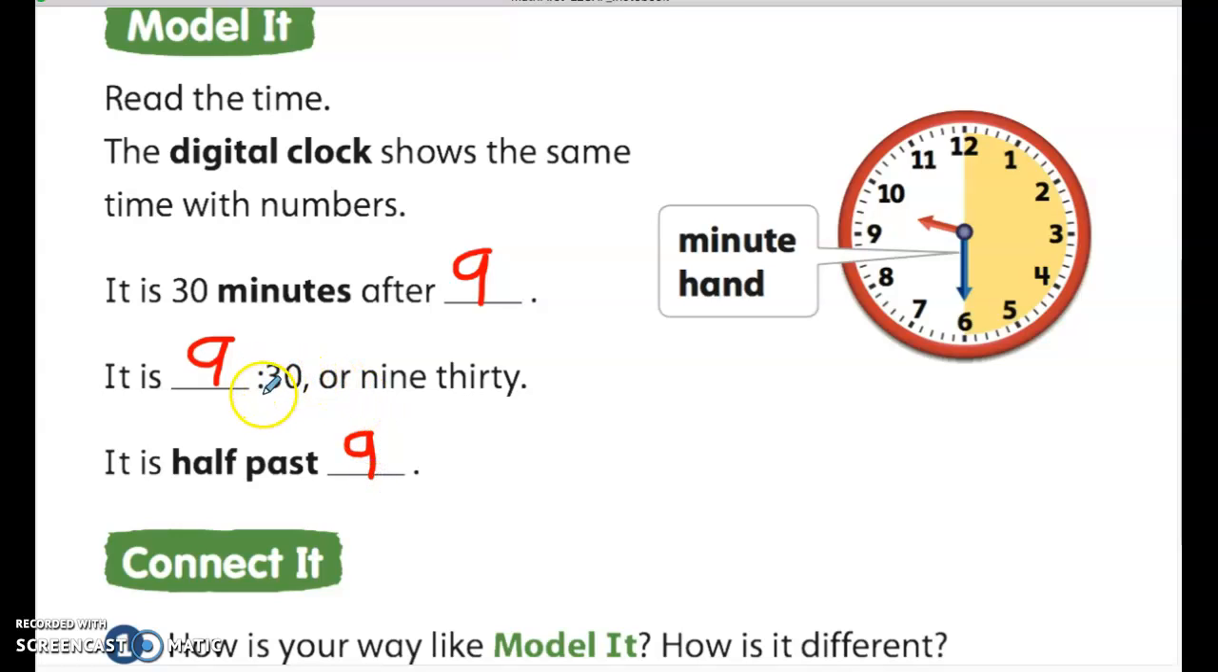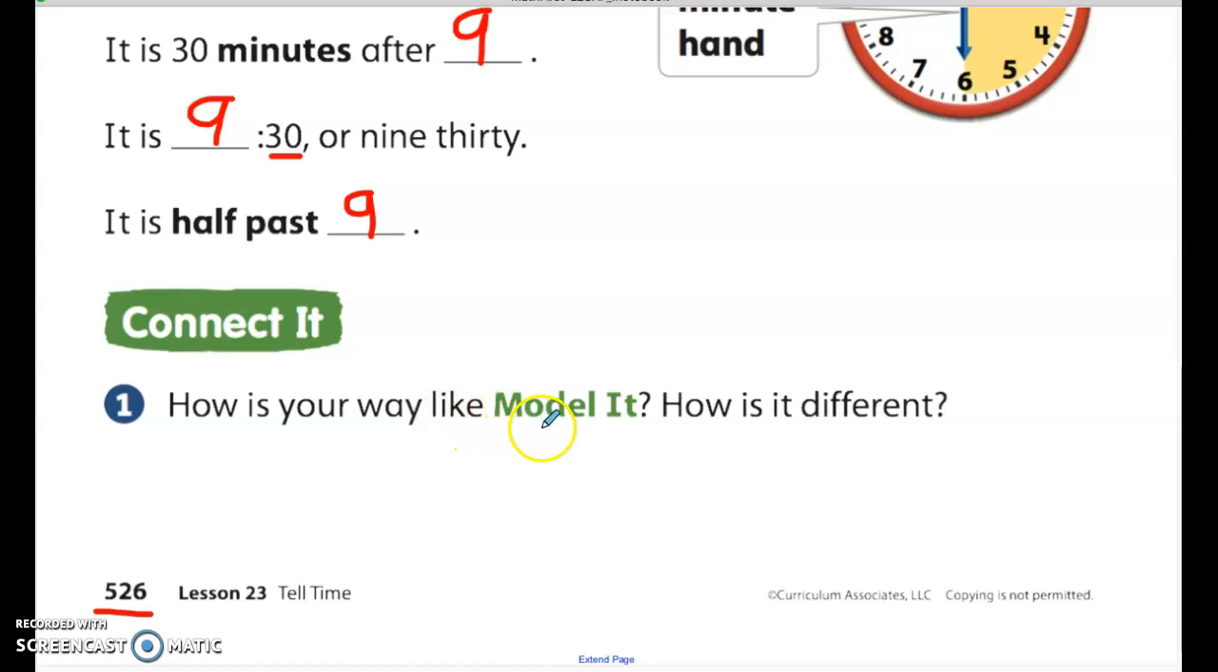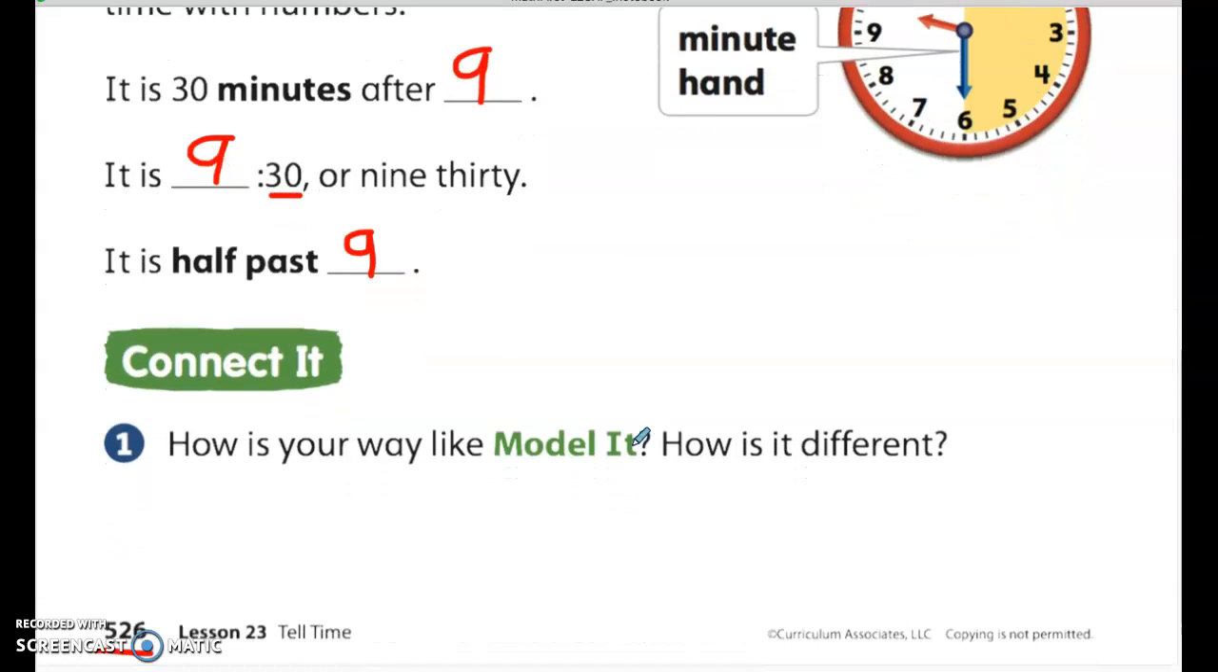Half means it is exactly in the middle of this clock. Okay? How is your way, like your model, how is it different? I'll give you guys a few seconds to think about that. They both say 9:30. You may or may not be familiar with expressions such as half past or 30 minutes after, but they do mean the same thing.